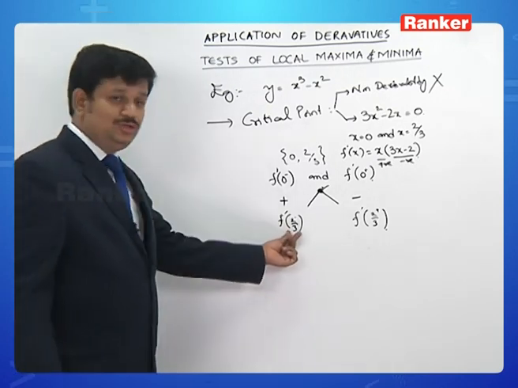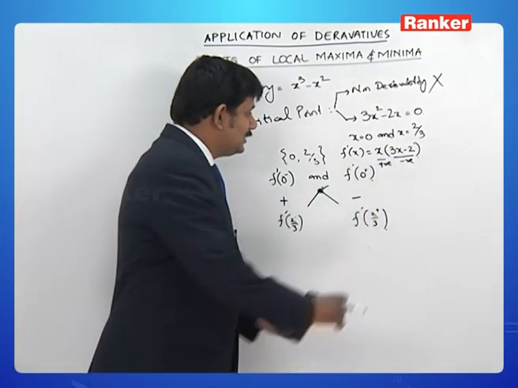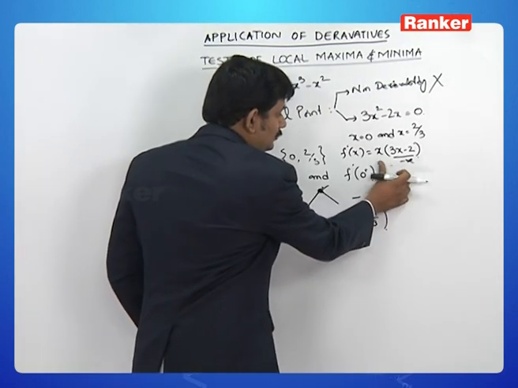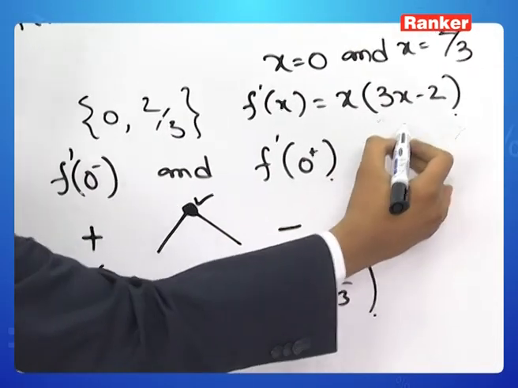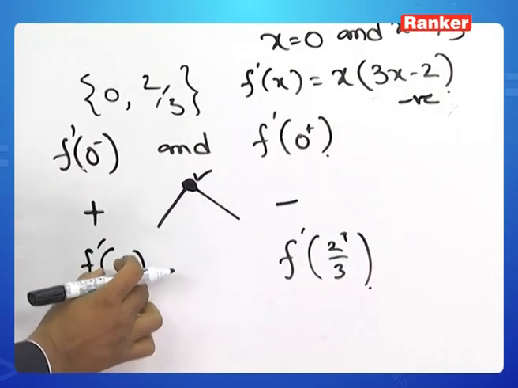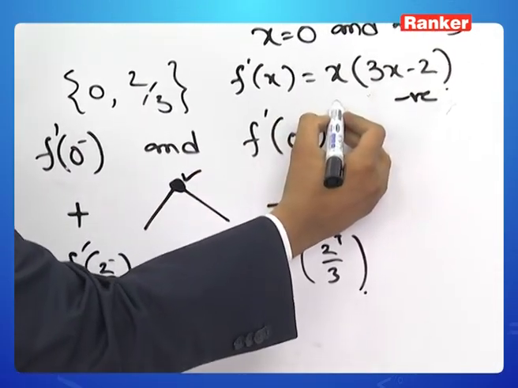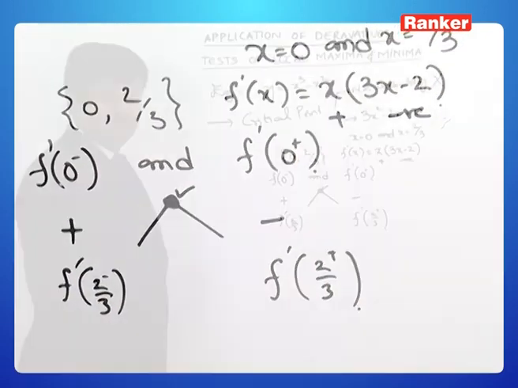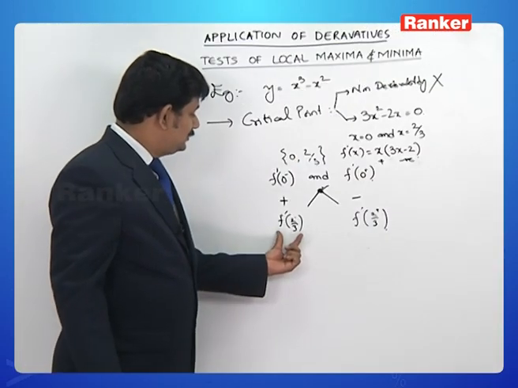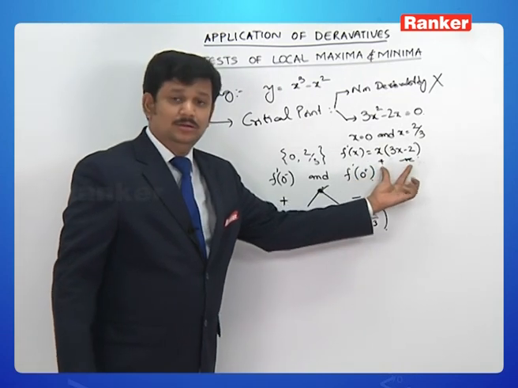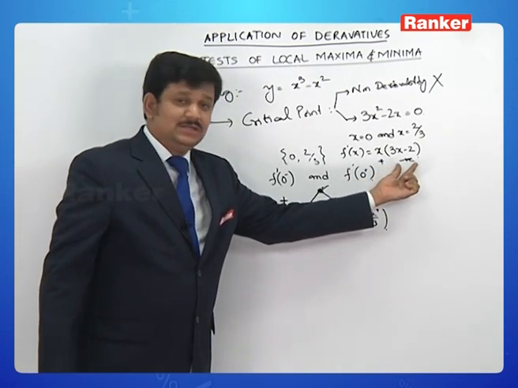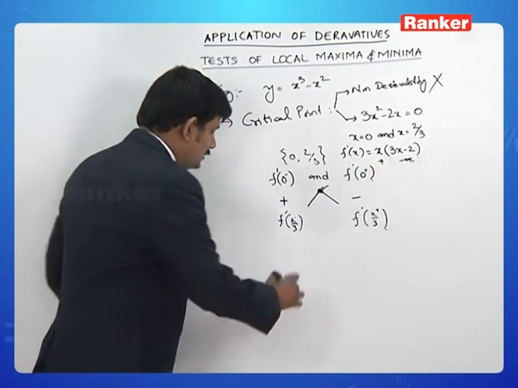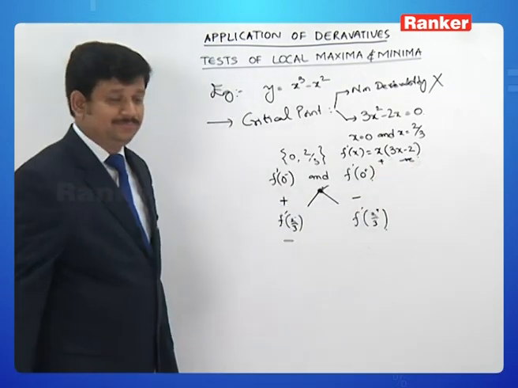When x is less than 2 by 3, 3x minus 2 would be negative, and x, because x is close to 2 by 3, is positive. So, f dash of 2 by 3 minus: x is positive, 3x minus 2 is negative, so their product is negative. So, this is a negative quantity.